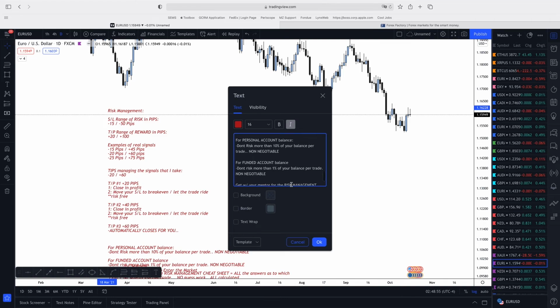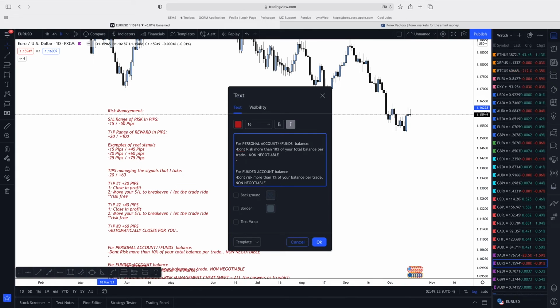Now, understand there's 2 kinds of people that I'm talking to right now. If you're going to be trading your own personal account, or in this case, ladies and gentlemen, you're going to be trading your own personal funds, okay? Do not risk more than 10% of your total balance per trade. This is non-negotiable. Guys, I would write this down. You live to trade another day.